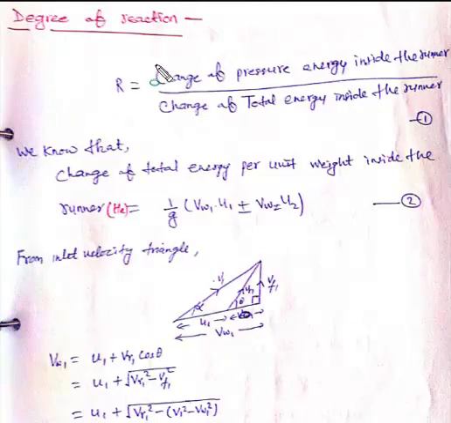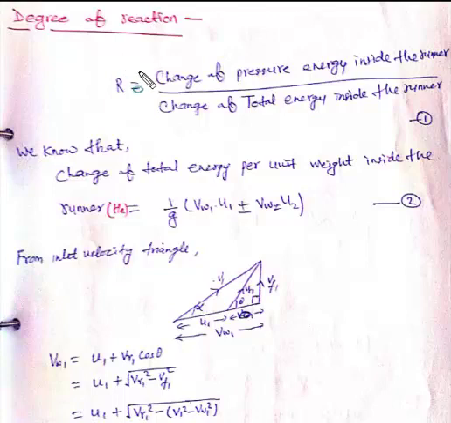The degree of reaction, this word is used for the reaction turbine. This is not used for the impulse turbine. So for Pelton wheel turbine, degree of reaction will always be equal to 0. This is only used for the reaction turbine.